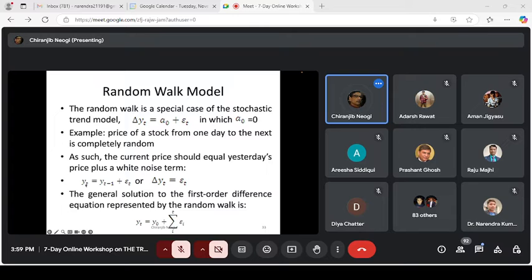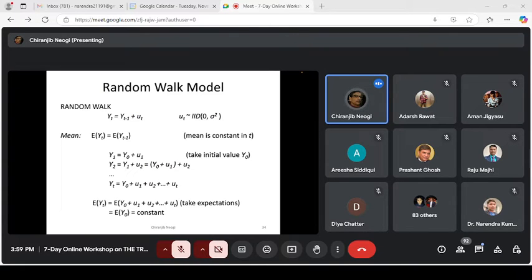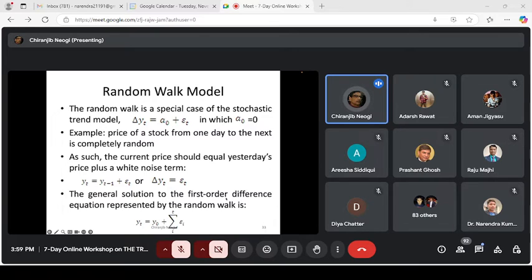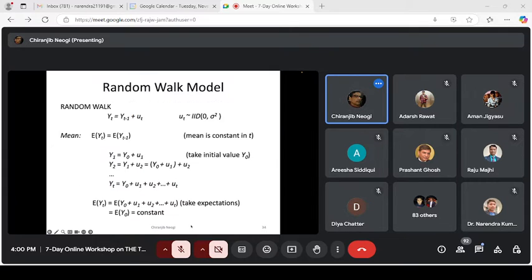This is the equation. To take the general solution, the first order difference equation represented by the random walk is this: yt is equal to y0 plus the sum of epsilon t. Now the mean is constant in t.